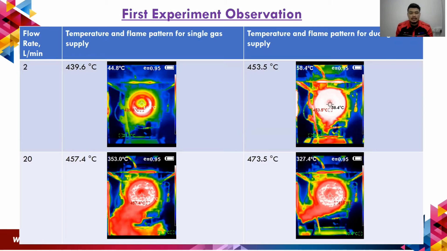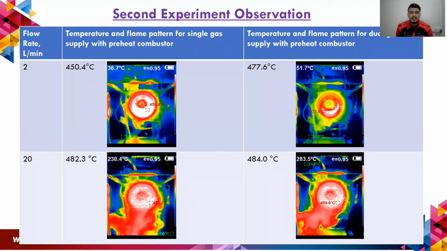Okay, the flame pattern shows that the dual gas supply is highest, as you can see from the white dots, which show that the dual gas supply has more than the single gas supply.